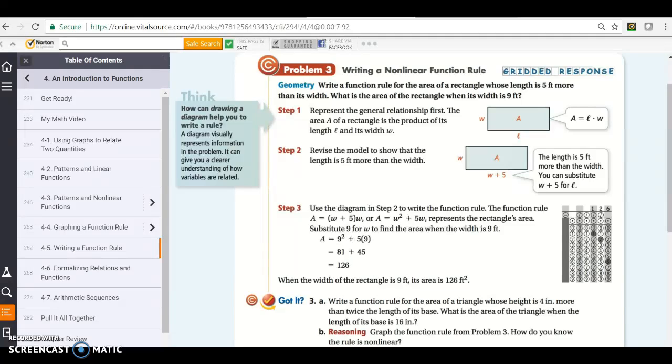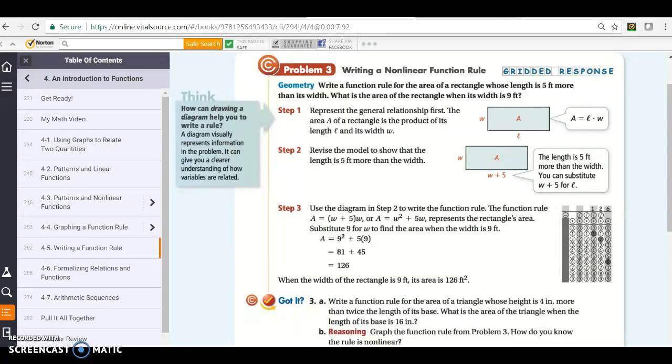Okay, we're looking at problem 3 from lesson 4-5. It says writing a nonlinear function rule. Write a function rule for the area of a rectangle whose length is 4 feet more than its width. What is the area of a rectangle when its width is 9 feet? So there's two parts to this question.